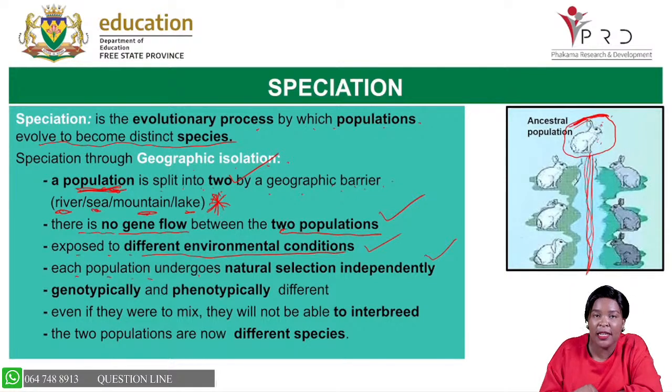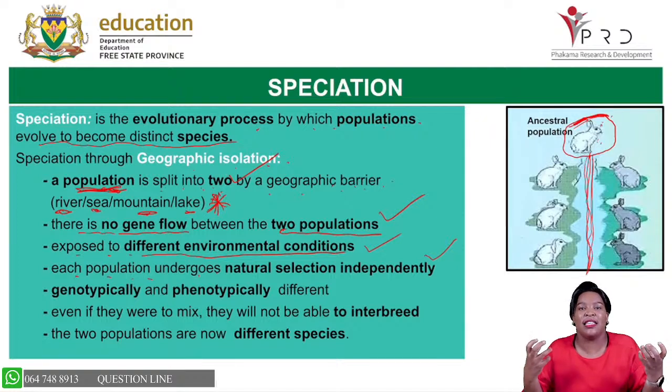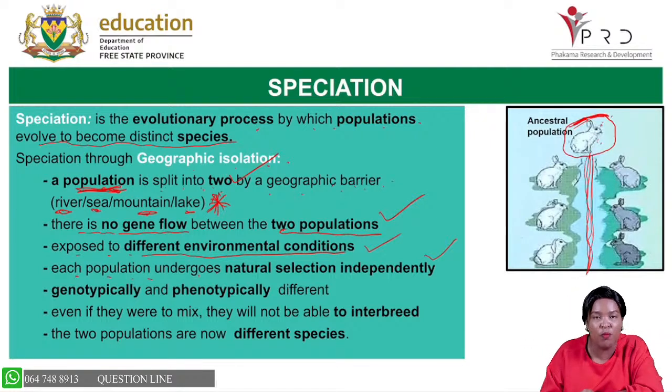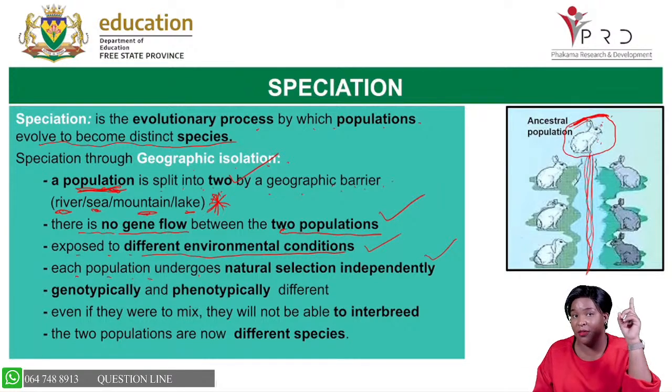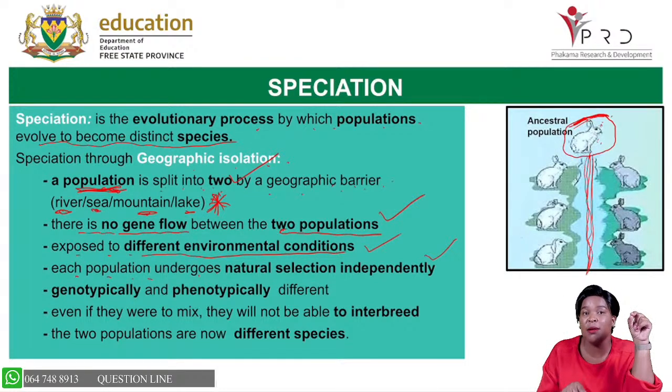Then genotypically, one mark. Phenotypically, another mark. They are different. Why? Because the environment was the selective force. Then, even if they were to mix, that is very important. One mark for them. They will not be able to interbreed. Why? Because the two populations are now different species. Do you remember the definition of a species? For them to be the same species, they must be able to interbreed and produce a fertile offspring. So this is how you explain your speciation.